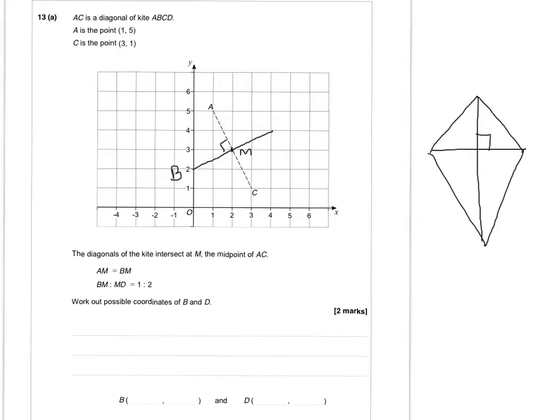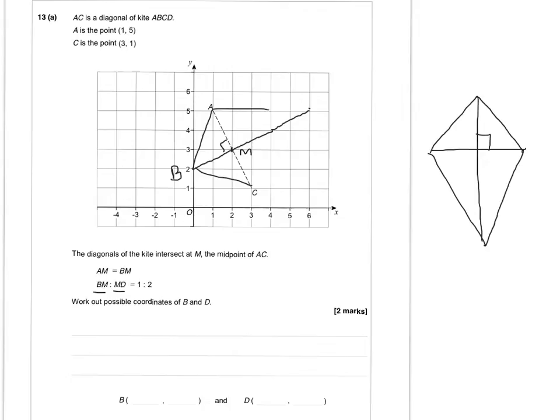And the next part, we're given that BM to MD is 1 to 2. So D has got to be twice the distance from M compared to B. At the moment, I can see at the end of this line here, that is the same distance as that. So D is going to be further up here, so it's twice the distance away. So if I draw D up here, there we go. Drawing it up, this is what the kite would look like.